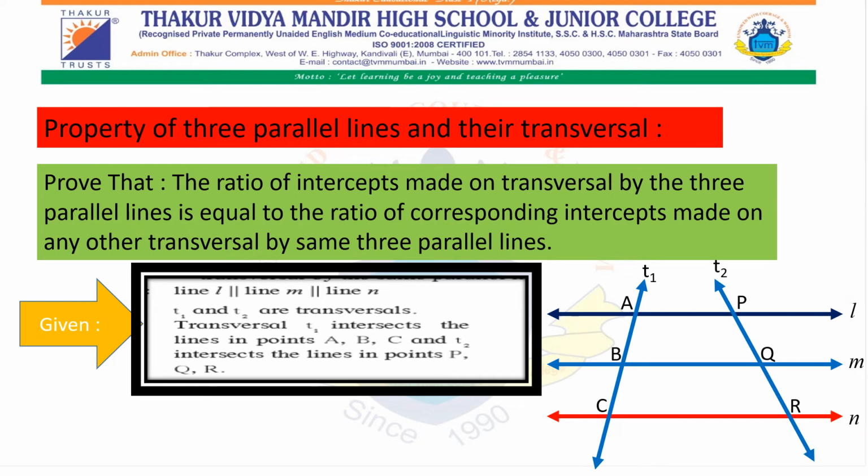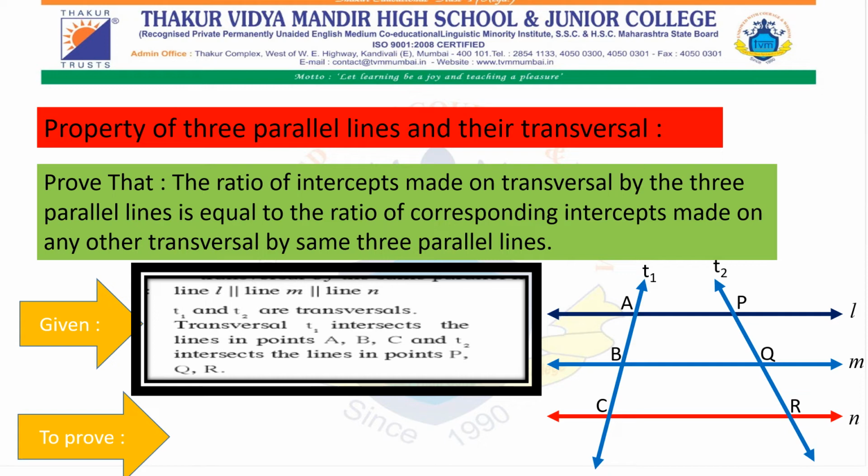We need to prove the ratio of intercepts. Now see, what is an intercept? It is a part of a transversal. It is a segment whose end points lie on the lines which the transversal intersects.